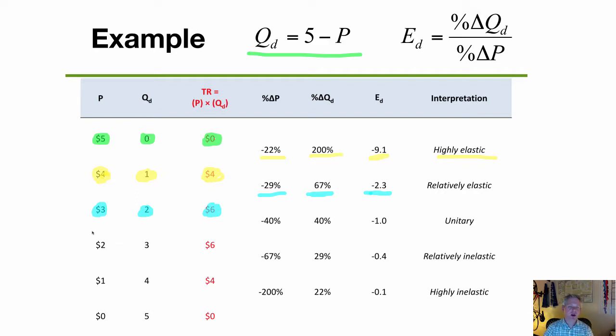Now let's change the price to 2. 5 minus 2 is 3. You guys are probably getting the hang of this.